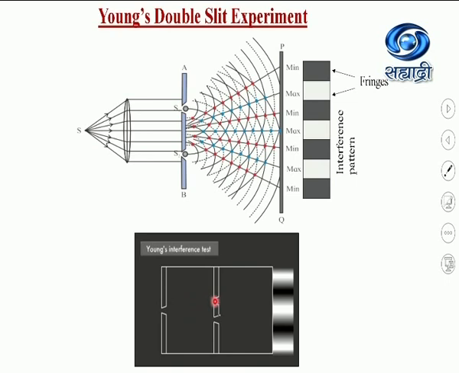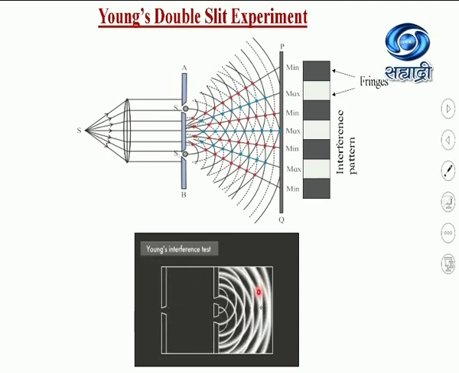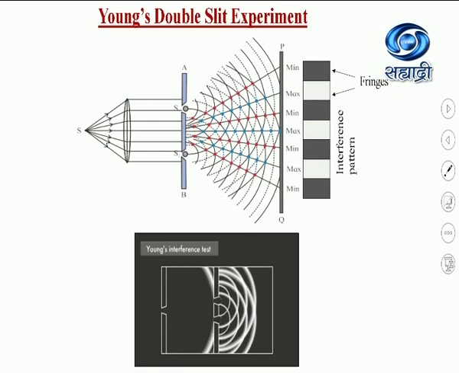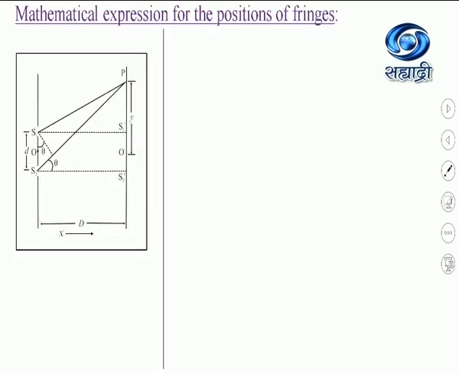The waves are made to be incident on two narrow slits S1 and S2, and the waves from S1 and S2 interfere with each other and produce the pattern on the screen, which consists of a central bright fringe followed by alternate dark and bright fringes on either side. Now let us obtain the positions of these fringes obtained on the screen mathematically.